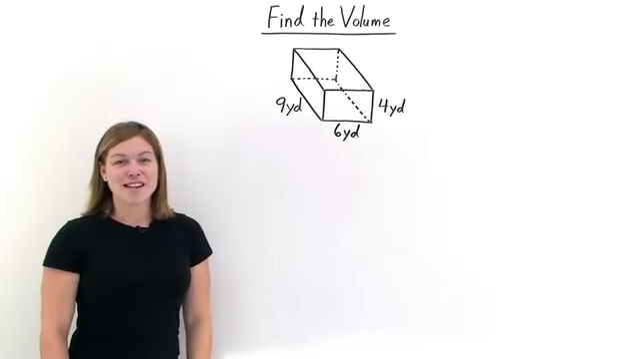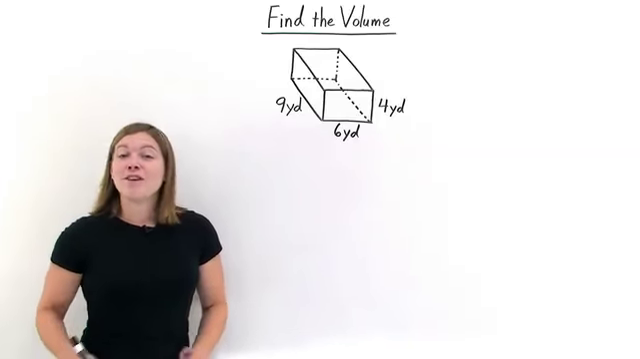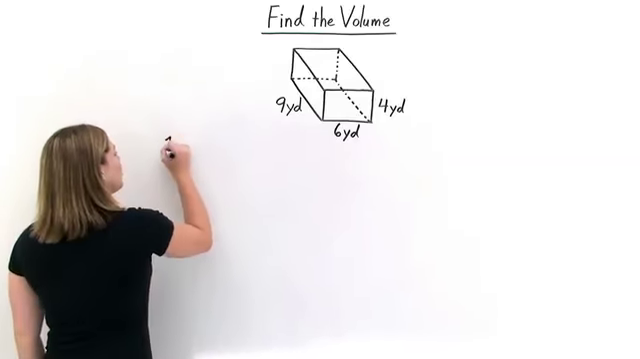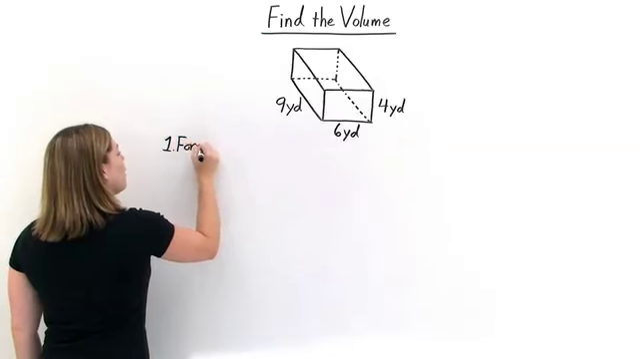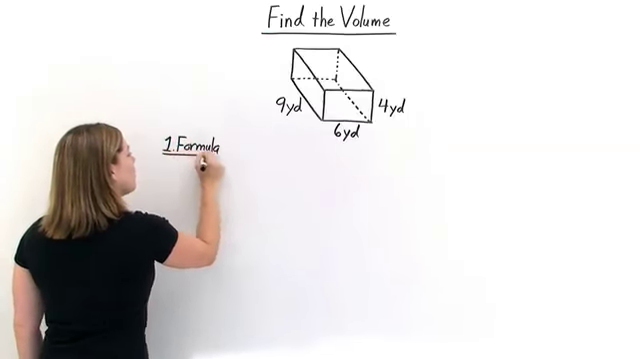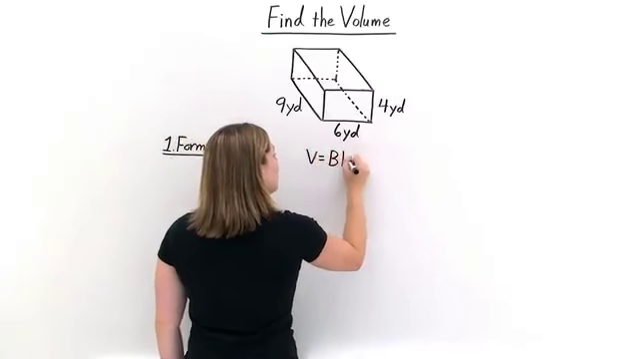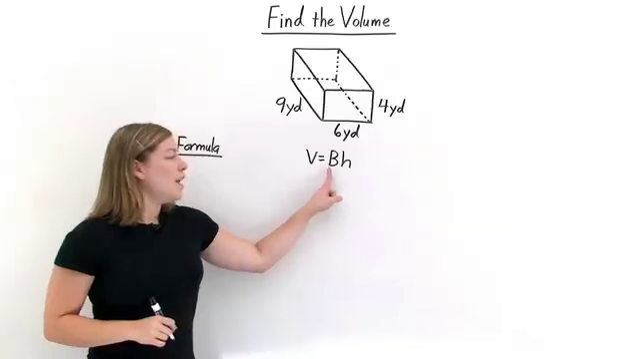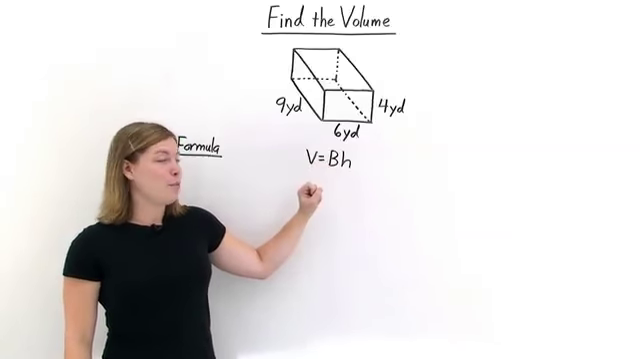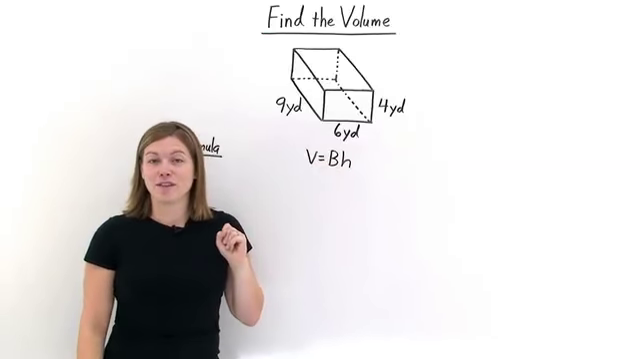Find the volume of the rectangular prism. To find the volume of a prism, we need to start out by writing down the formula for the volume of a prism. The volume of a prism, V, is equal to the area of the base times the height. Here, B is the area of the base of our prism, and H is the height of our prism.